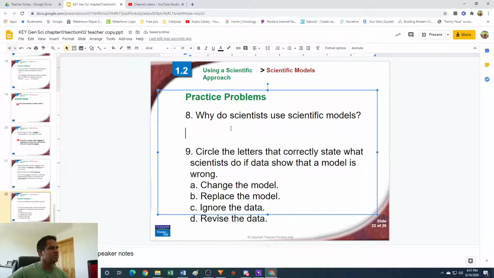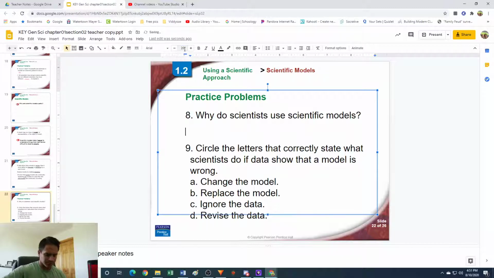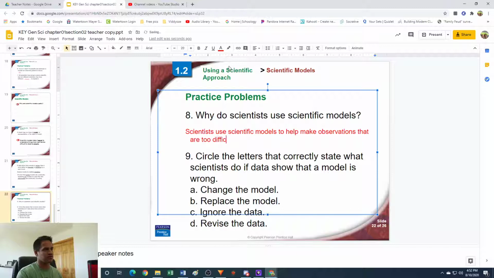Okay, number 8. Why do scientists use scientific models? So remember that models are basically just simpler versions of real things. And models are useful because they help us visualize things that we may have a hard time visualizing or observing ourselves. Okay, so you can say scientists use scientific models to help make observations that are too difficult to make on their own.